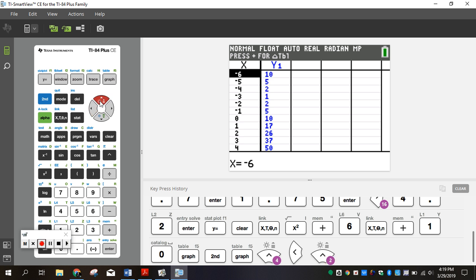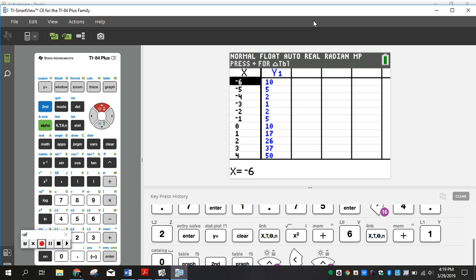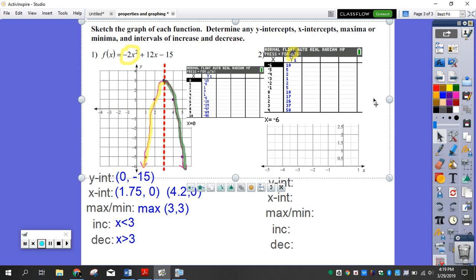Because when we graph a parabola, we know it's going to be U-shaped. It's a quadratic. It's got that x squared. So I need to see that pattern where my numbers go up and back down, or down and back up. So that's this part right here. And so I am going to plot those points on my graph.